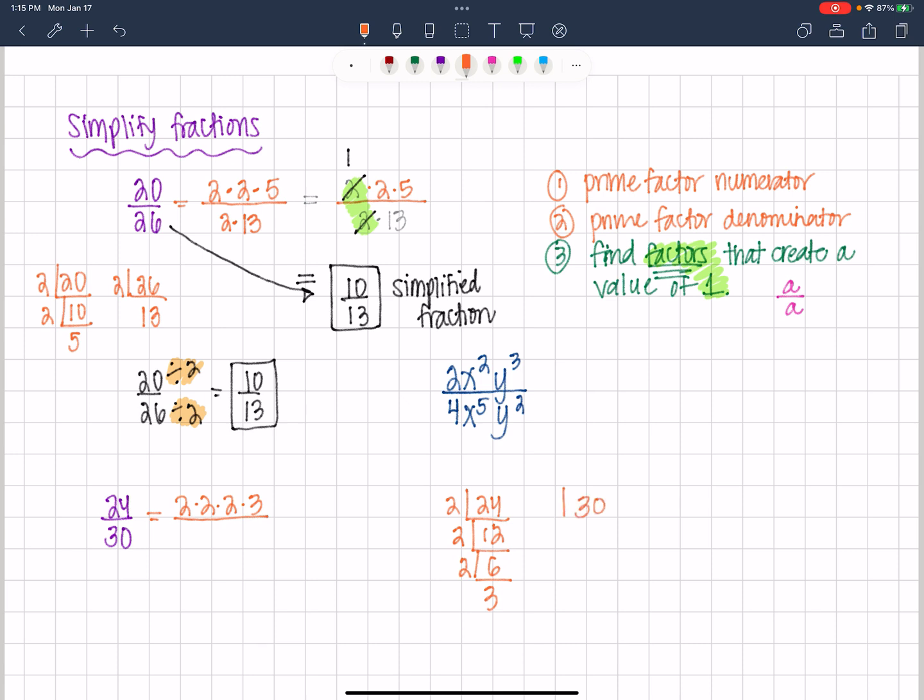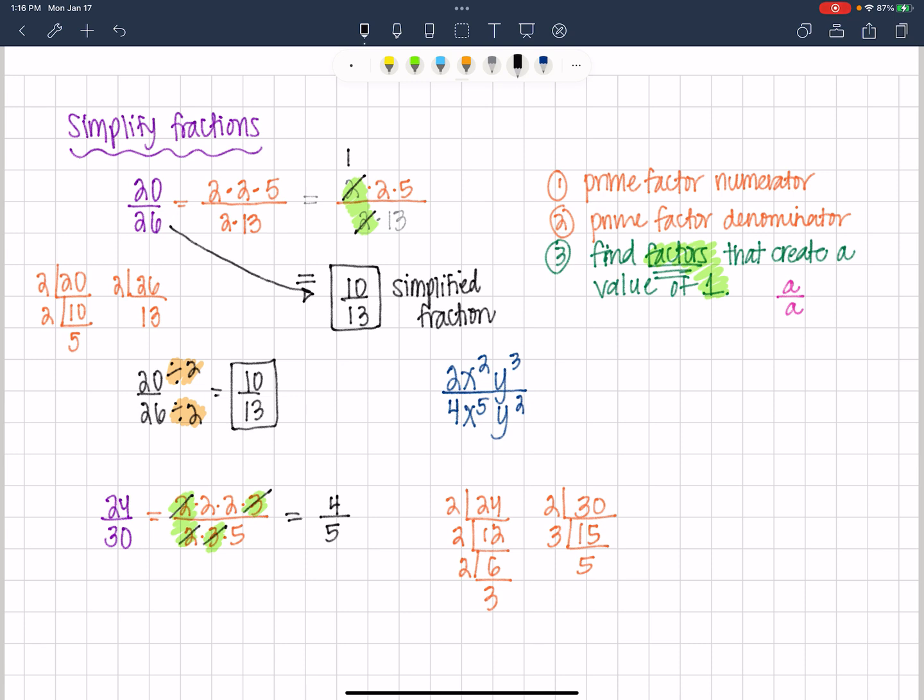30, we're going to start with 2. 2 indeed goes into 30 15 times. 2 does not go into 15, but 3 goes into 15 5 times. 5 is a prime number, so my prime factorization of 30 is 2 times 3 times 5. And then here we have 2 over 2, and then we also have 3 over 3. So what that leaves us in the numerator is 4, and in the denominator a 5.